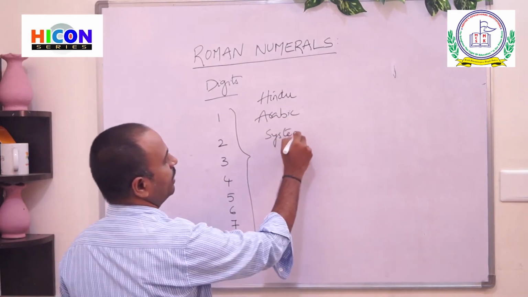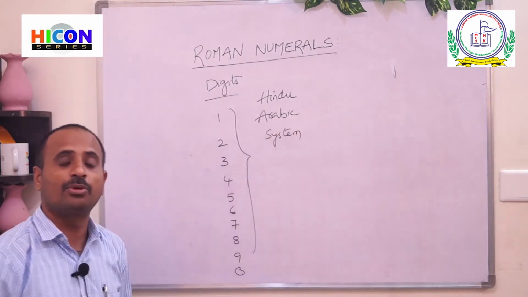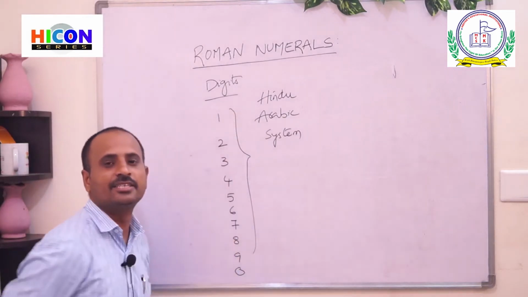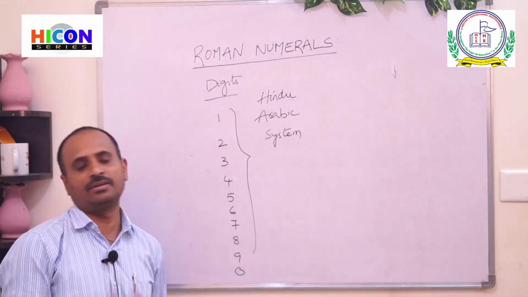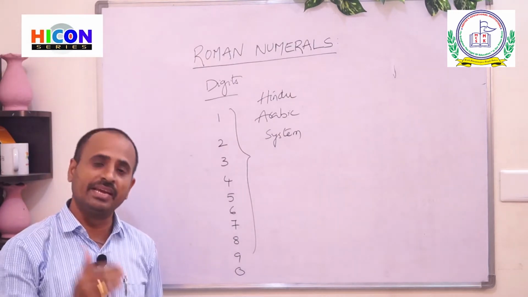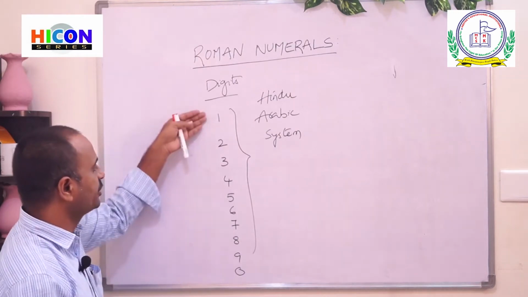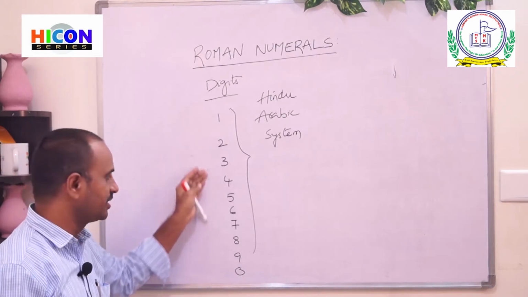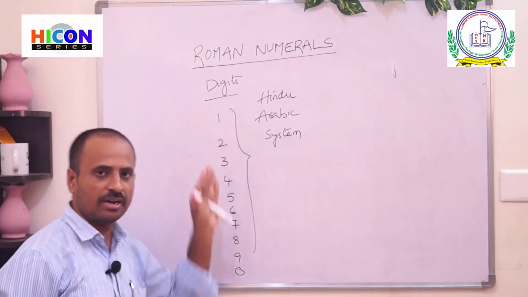In the Hindu-Arabic system, we have a total of 10 digits, and by using these 10 digits we can write any number. That means we can form any number by using combinations of these 10 digits. These digits and numbers make up the Hindu-Arabic system.